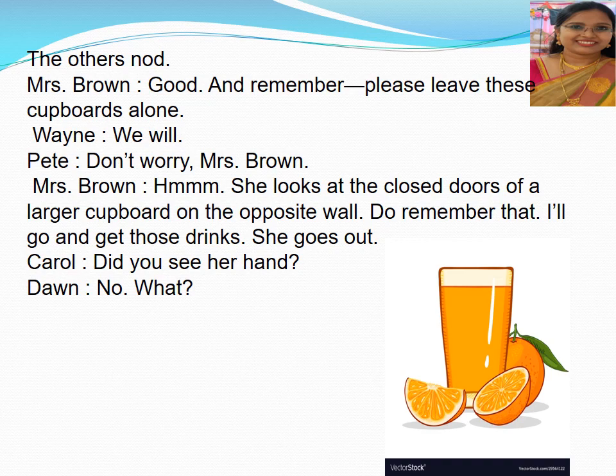Dawn: No, what? Now the others say, okay, thank you, ma'am, for giving us orange juice. Mrs. Brown says, don't touch anything here, okay? Wayne says, yes, ma'am, we will not touch. She looks at the closed doors of the large cupboard, sees that it is closed, says don't touch anything, and says, I'll go and get the juice for you. And she left. So Carol said, did you notice Mrs. Brown's hand? Dawn says, no, I didn't notice her hand. That means Carol has found something different about her hand.